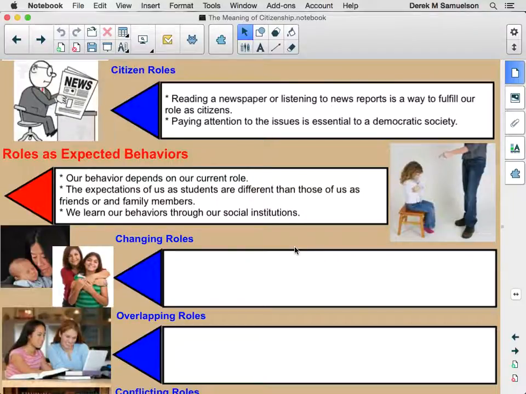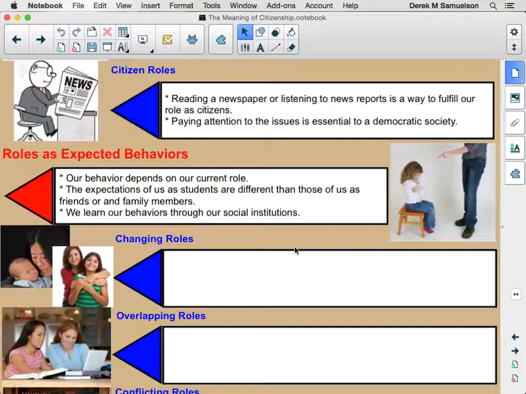Now, roles as expected behaviors. Our behavior depends on our current role. We're going to act a certain way depending on the role that we're playing. We behave one way when we're around our family, another way at school, another way at work. And the expectations in these scenarios are different. And we have to learn how to behave in those scenarios. And we learn these behaviors through our social institutions, through our families. That's a social institution. And we learn how families behave by observing how our family behaves. That's how we do it.